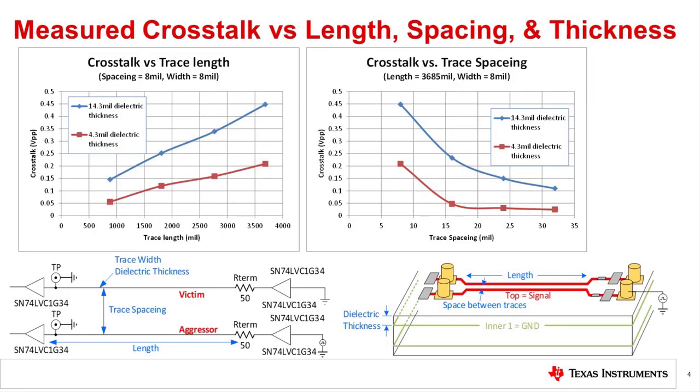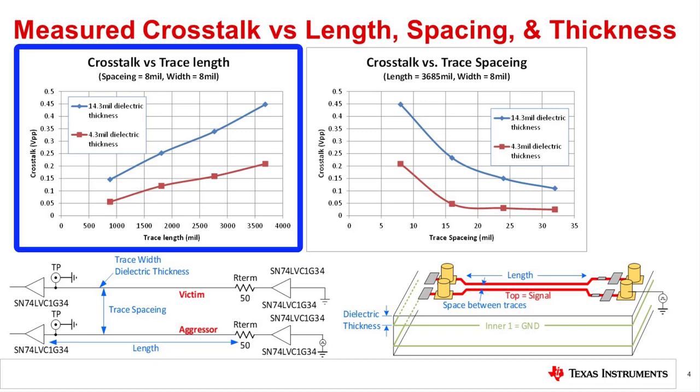This slide shows measured crosstalk results for different trace spacing, length, and dielectric thickness. For the test, a 3.3 volt 10 MHz square wave with a 2 nanosecond rise time was applied to the aggressor trace, and the victim trace was driven with a logic low. The signal is routed on the top layer, and the ground plane is directly adjacent to the signal layer. The two dielectric thicknesses used are the minimum and maximum prepreg thicknesses available for most PCB processes.